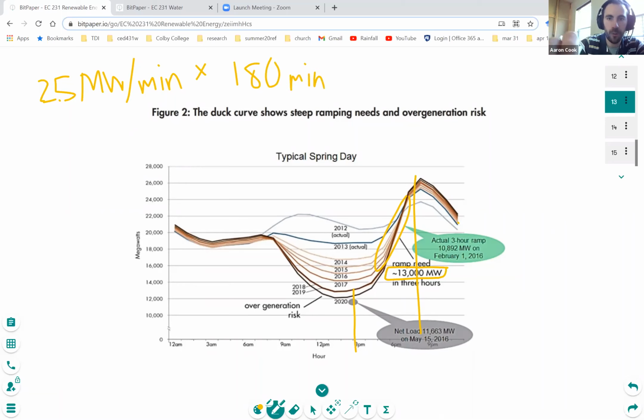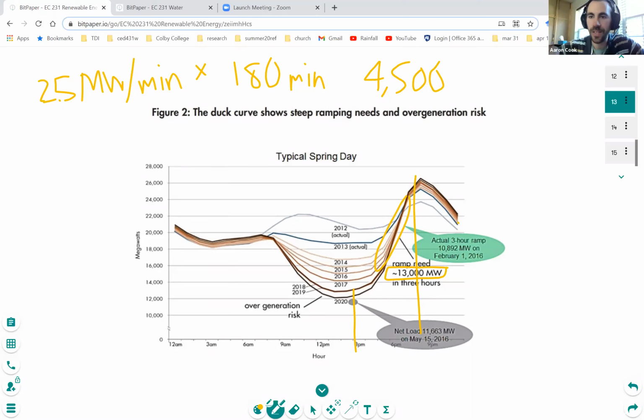That will get you about 4,500 megawatts, which is only about a third of what you need for this 13,000 megawatt ramp up between the hours of like 3 and 6 p.m. or 4 and 7 p.m. or something like that. So what this means is that maybe a city has just one natural gas generator. Maybe they only need one. They typically only need one to be able to meet peak load.